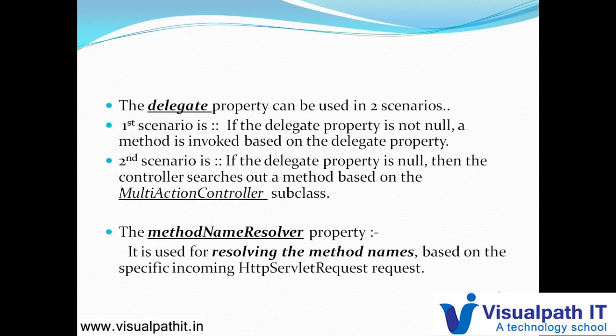What does the delegate do? The delegate property can be used in two scenarios. First scenario, if the delegate property is not null, what will happen? A method is invoked based on the delegate property. In the second scenario, if the delegate property is null, then the controller searches for a method based on the multi-action controller subclass. Let's see in the code snippets how this works.